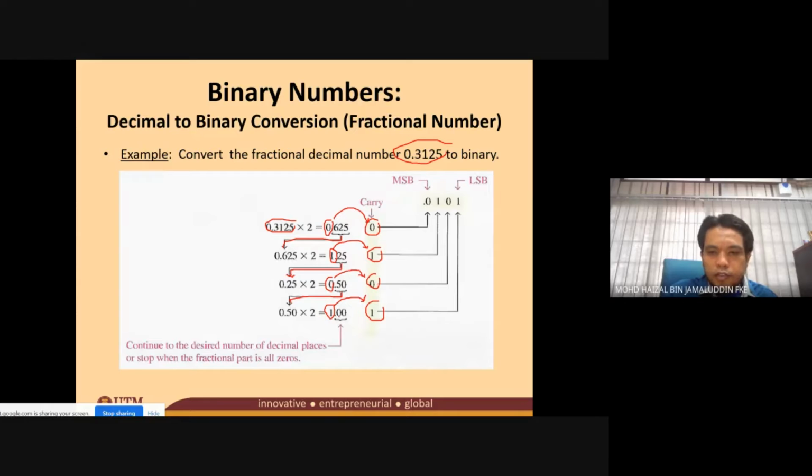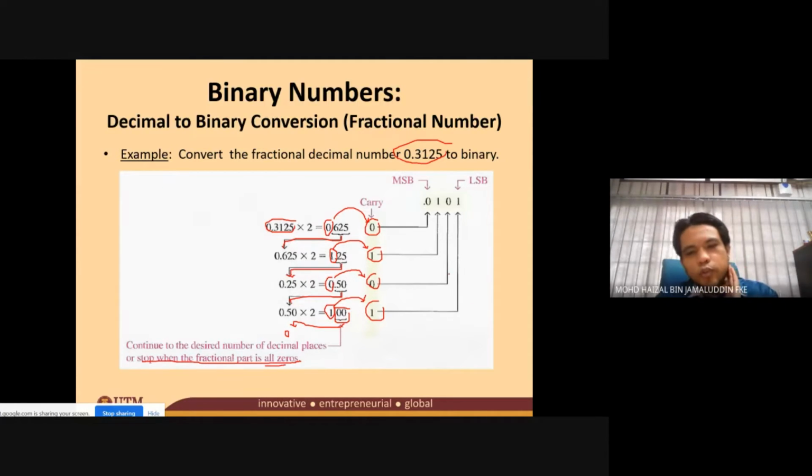And here, you can stop because this value is already 0, so you stop it. Stop when the fractional part is all zeros. So here the fractional part is already 0.